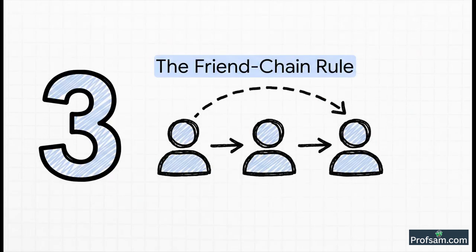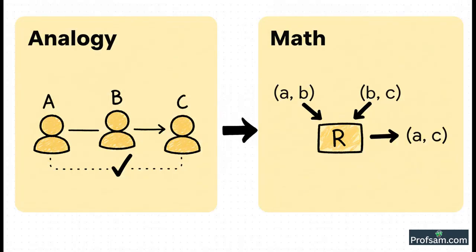All right, on to our third and final rule. Now this one's name, transitive, sounds a bit complicated, but trust me, the idea is actually easier than it sounds. We'll call it the friend chain rule, because it's all about how connections get passed along. Here's the logic. If you're friends with person B, and person B is friends with person C, this rule says you must also be directly friends with person C. The chain has to complete.